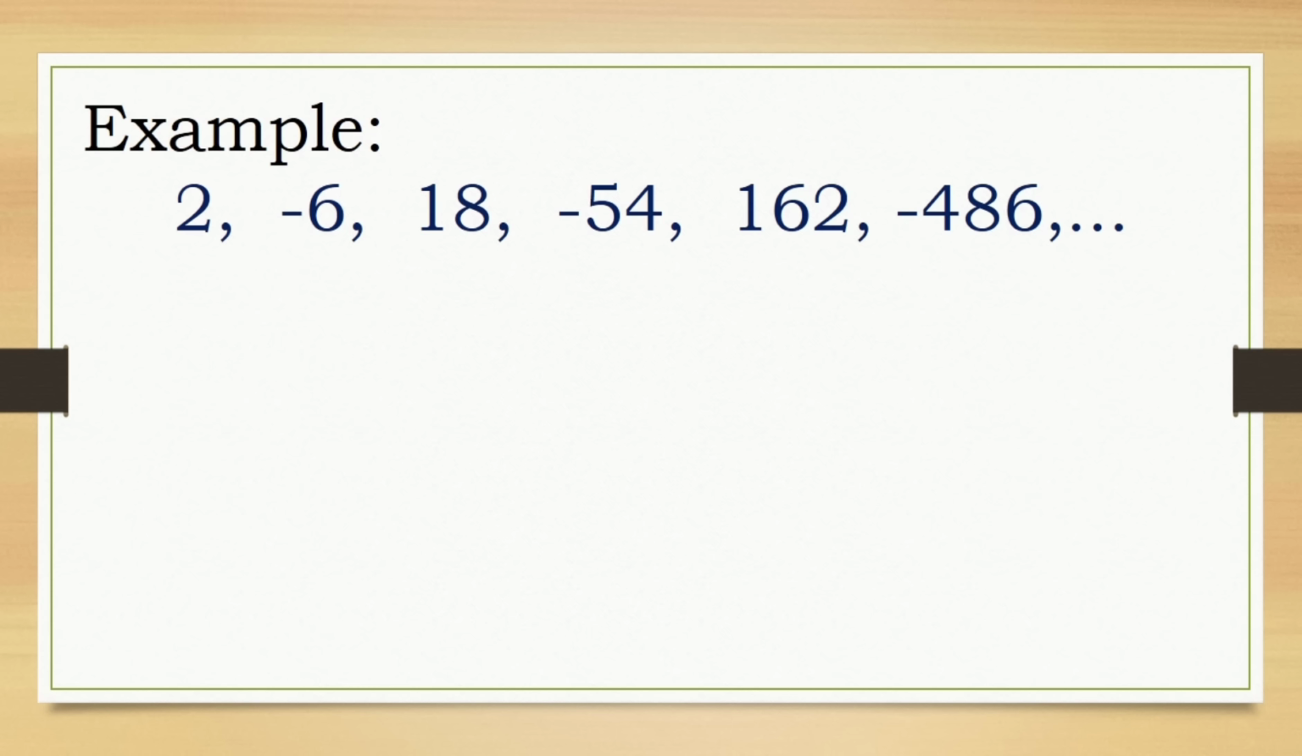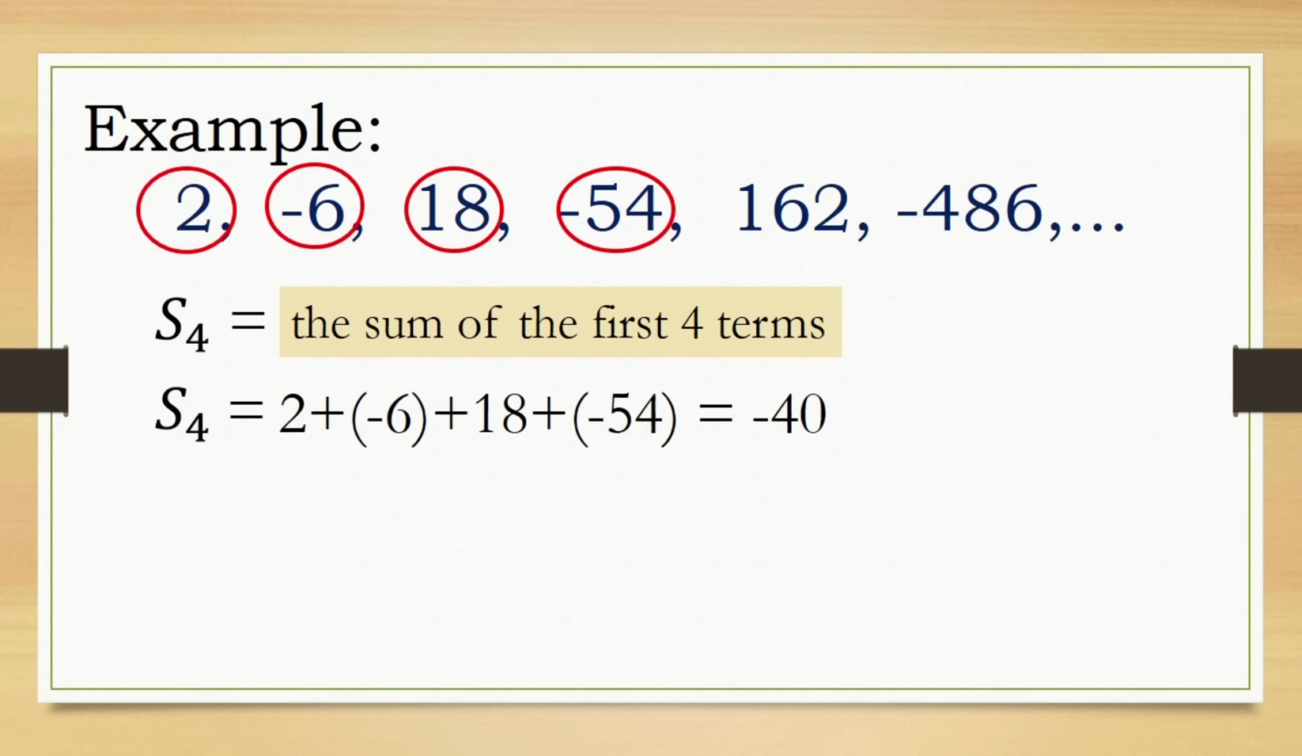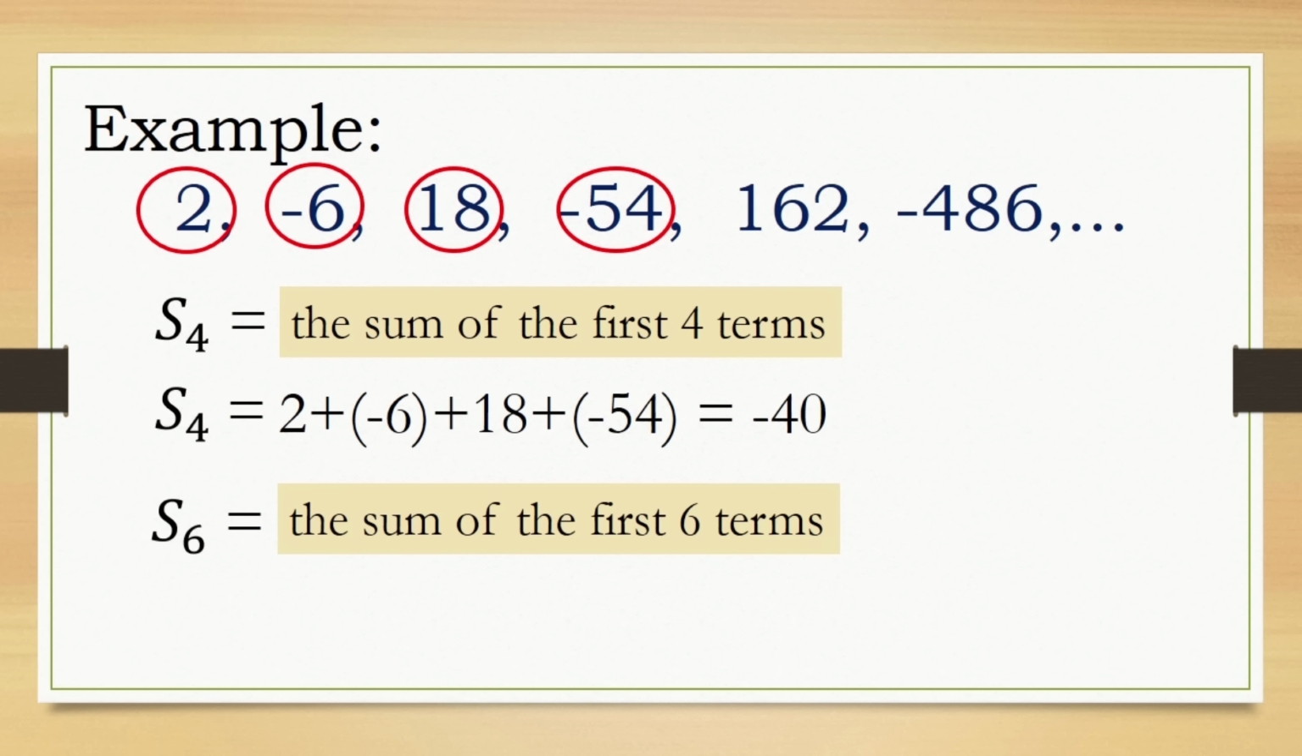Another example, S sub 4, so we will get the sum of the first four terms. So we have 2, negative 6, 18, and negative 54. So we will now have 2 plus negative 6 plus 18 plus negative 54, and that is equal to negative 40.